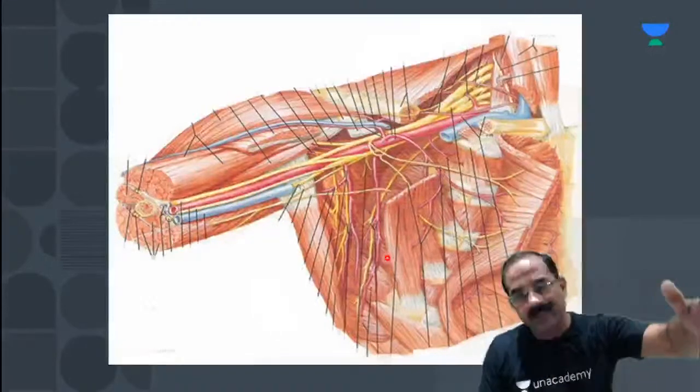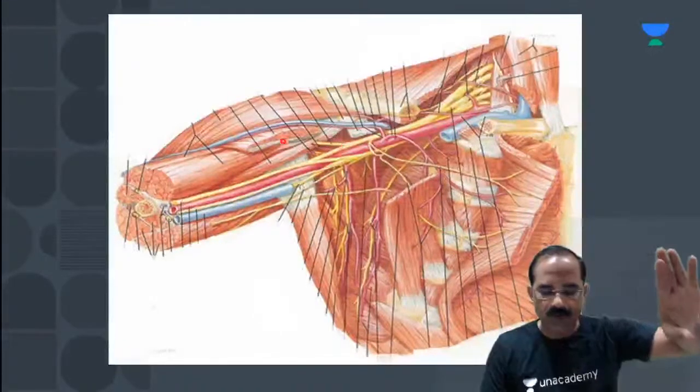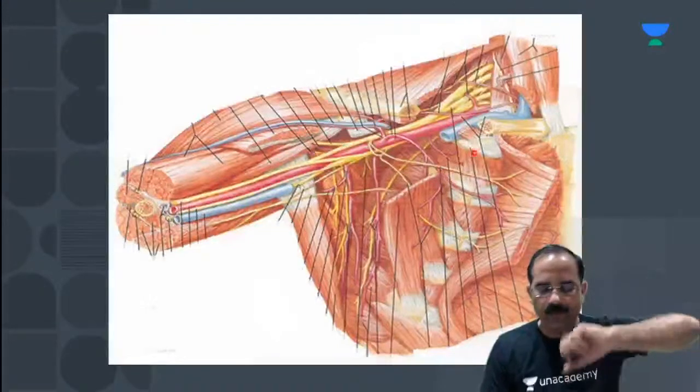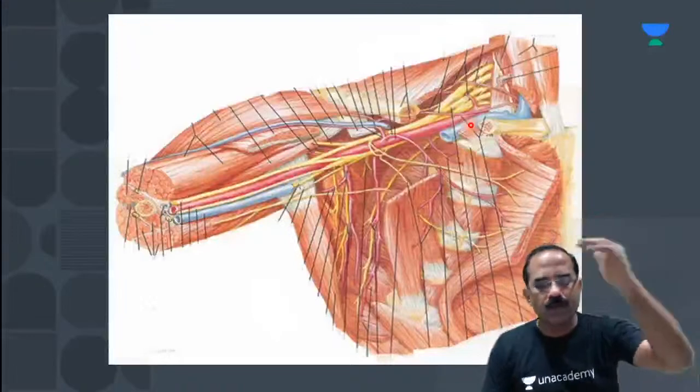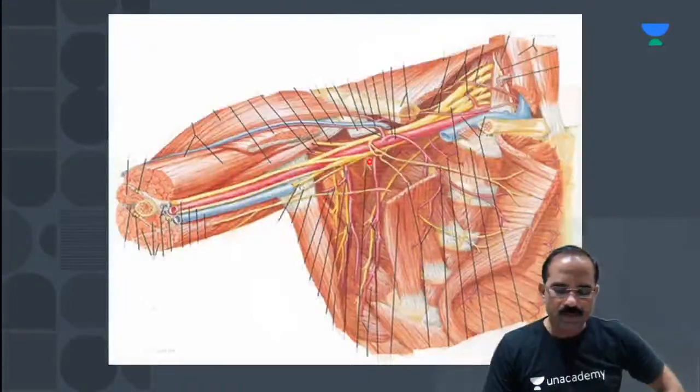Now we have cut the anterior wall. Pectoralis major we have cut, pectoralis minor we've cut, subclavius we've cut. That means what have we cut? The anterior wall of the axilla.